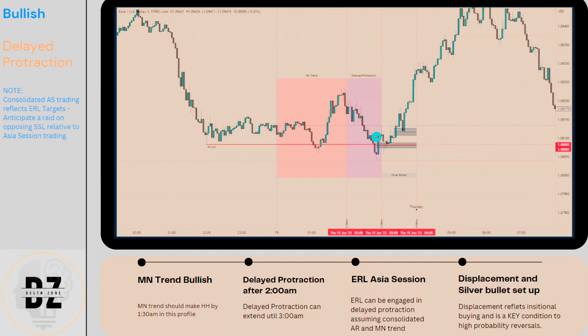Displacement reflects institutional buying as a key consideration to high probability reversals. We have a swing high which is traded through here. We have a return to fair value. Silver bullet setup between 3 and 4 AM. Prices seem to expand higher. Moving on then to our next profile.